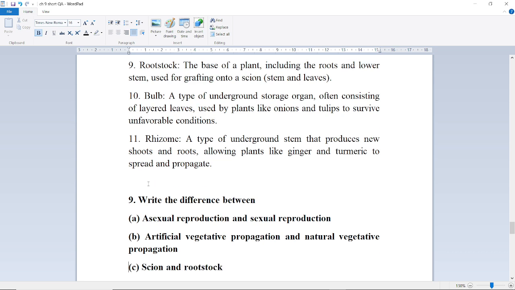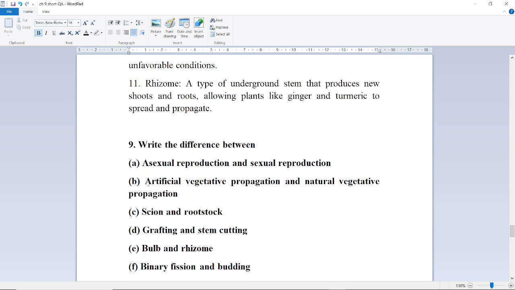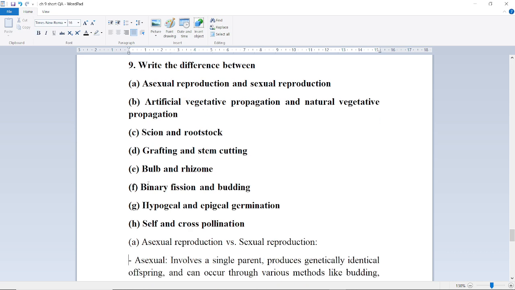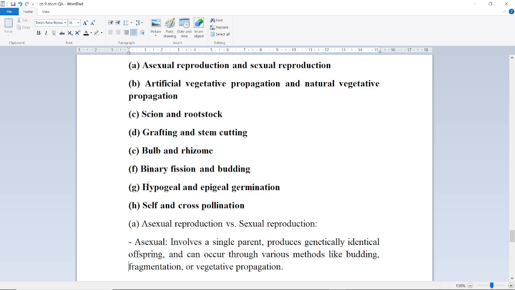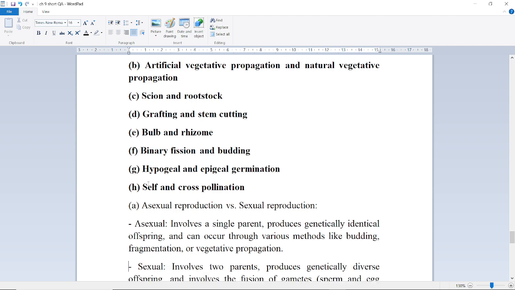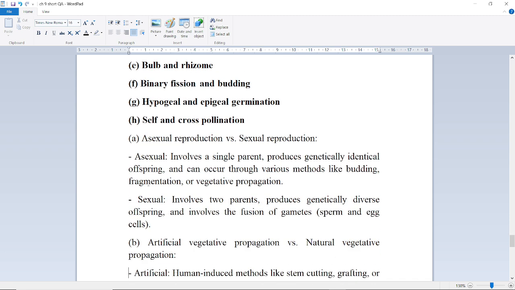Next question is: write the difference between asexual reproduction and sexual reproduction, artificial vegetative propagation and natural vegetative propagation, scion and rootstock, grafting and stem cutting, bulb and rhizome, binary fission and budding, hypogeal and epigeal germination, self and cross pollination. First one is difference between asexual and sexual reproduction.